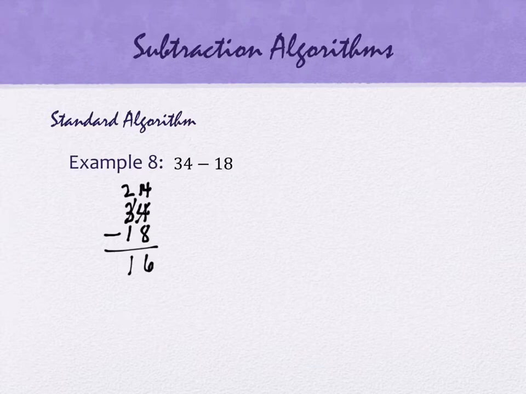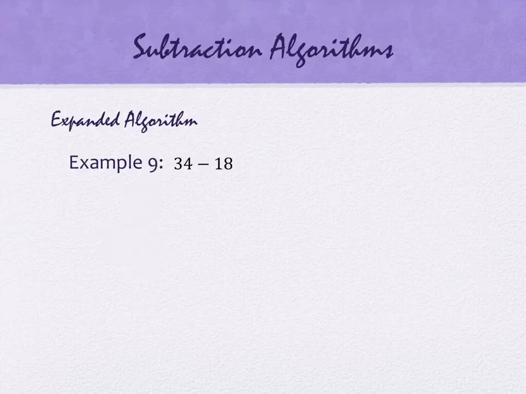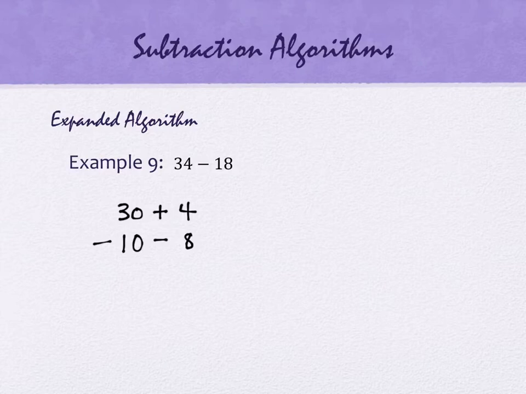And if I use my expanded algorithm, I can see that a little bit better. I have to do more writing, but I can see it a little bit better. So again, I would have something like 30 plus 4. And I have minus 18, so it's minus 10 and minus 8, because that's minus 18, right? So I'm perfectly capable of doing 30 minus 10, but the 4 minus 8 doesn't work very well if you don't know anything about negative numbers yet, right? Not so good. So we actually have to regroup.